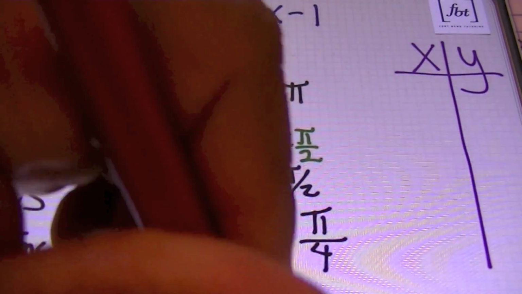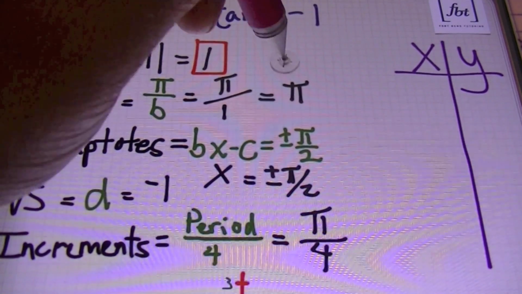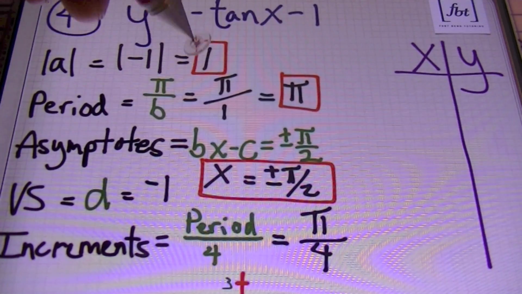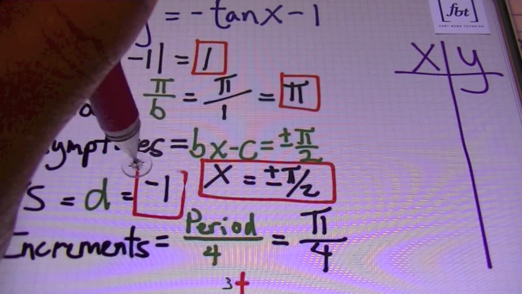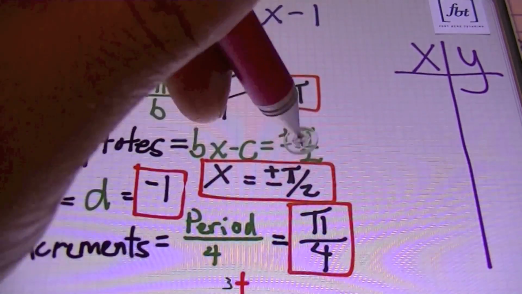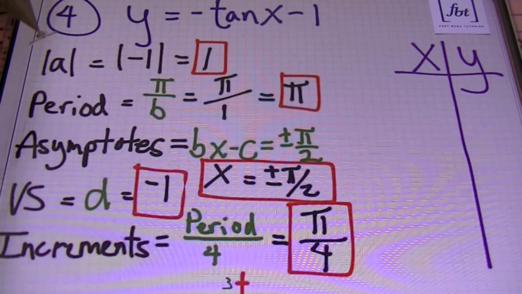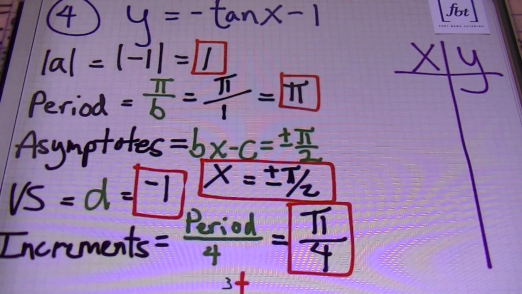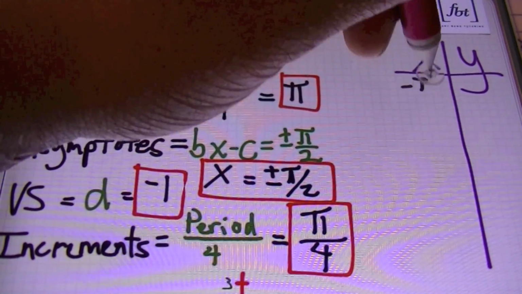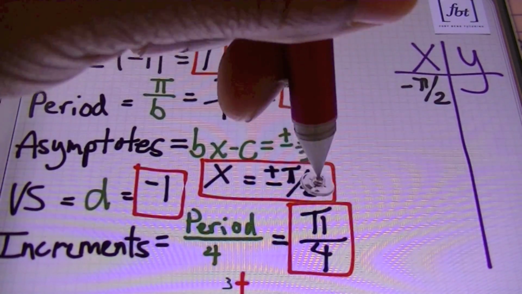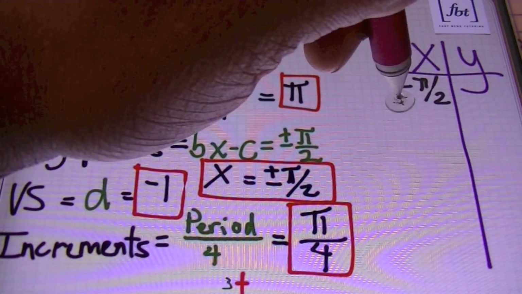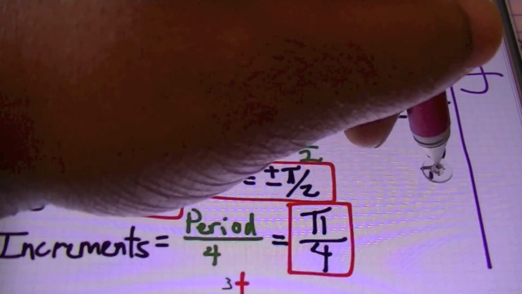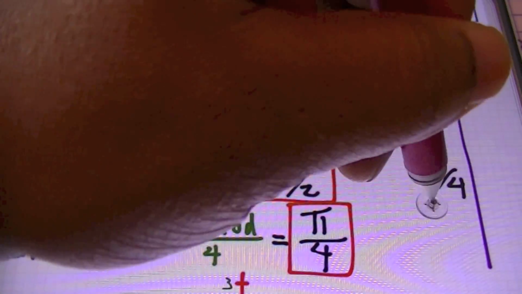These 5 values that we have, ladies and gentlemen, this positive 1, this pi value, the equations x equals plus or minus pi over 2, as well as my vertical shift of -1 and the increments of pi over 4, are going to be the values that assist me during the graph. So starting with my asymptote values, I'll start on the XY chart with negative pi over 2. In order to get the other values, you keep adding pi over 4. So that means I'll have negative pi over 4. I'll also have 0, pi over 4, as well as pi over 2.